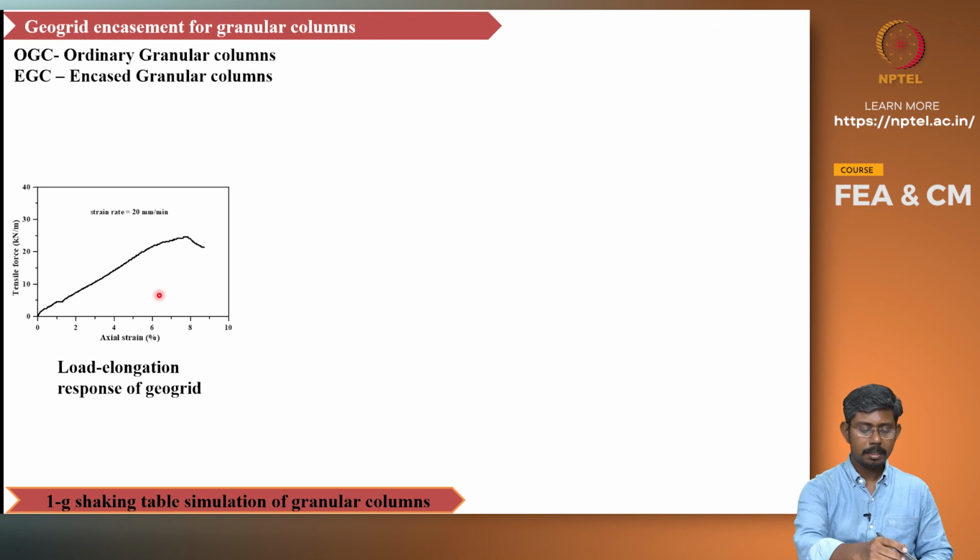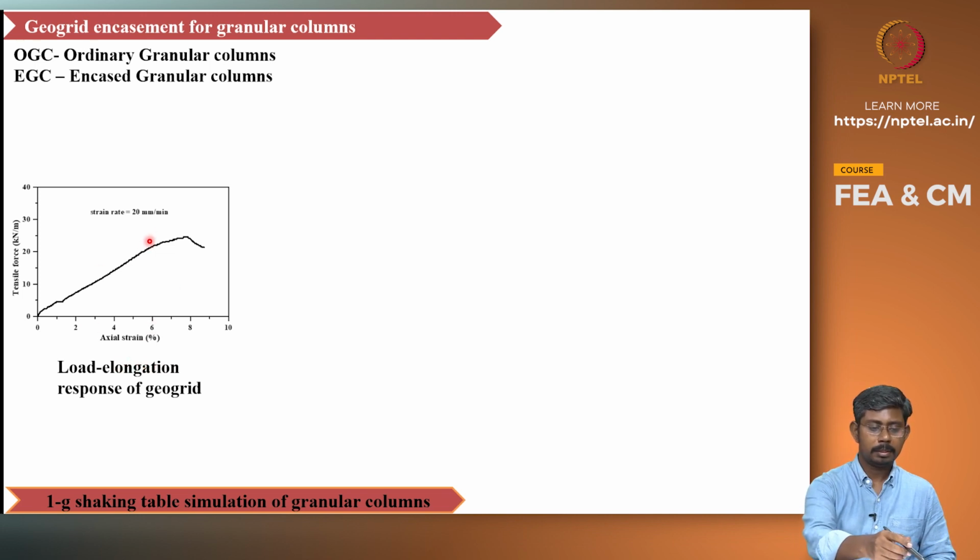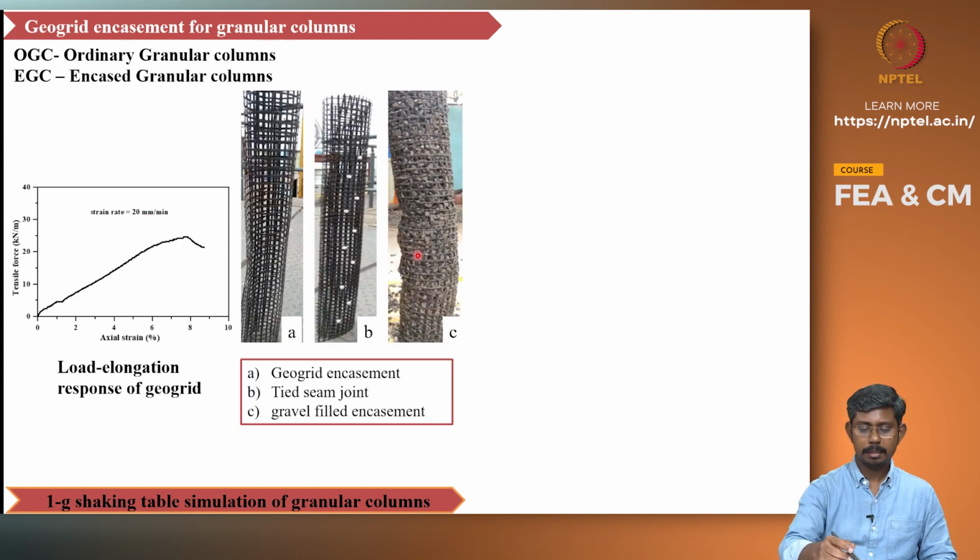So this is the response of the geogrid to the wide width tensile strength test. So the load and elongation response is plotted here. The strain rate is 20 mm per minute.